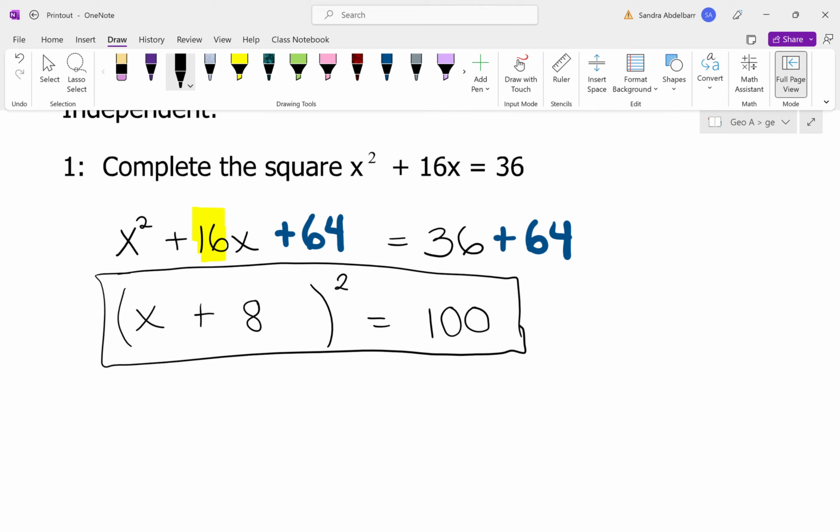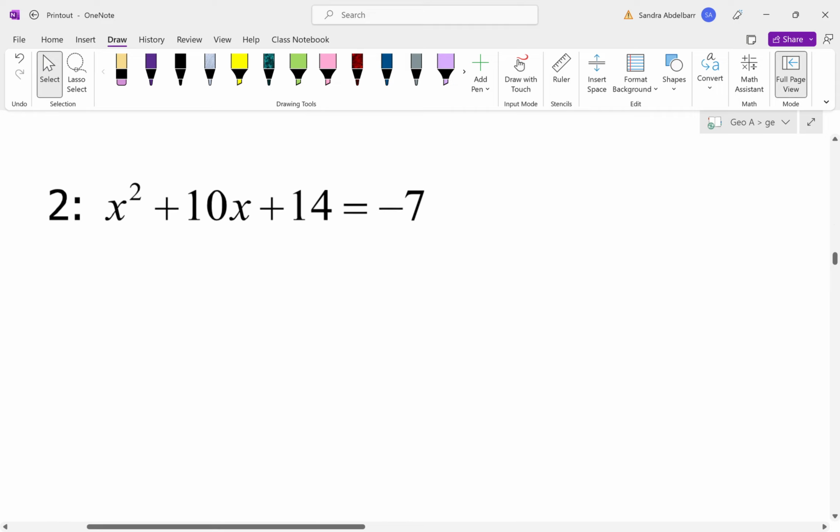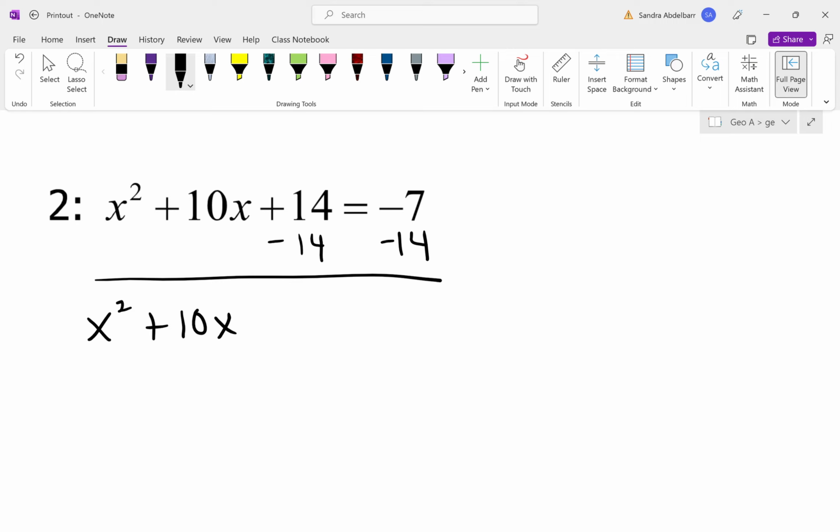Let's do more practice. All right, number 2 here. Livy, what's my first step going to be? Excellent. We don't want the number without the variable on the same side, so we're going to subtract that 14. And when I subtract that 14, I end up with x squared plus 10x equals negative 21.